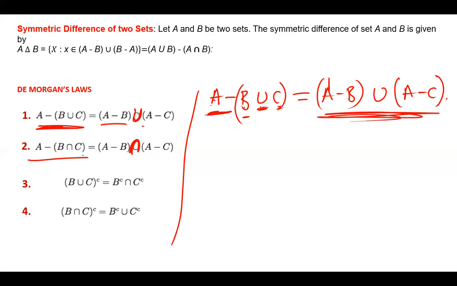The same applies to this part. You also distribute in a similar way. A minus B, then intersection A minus C. This is what you have this side.